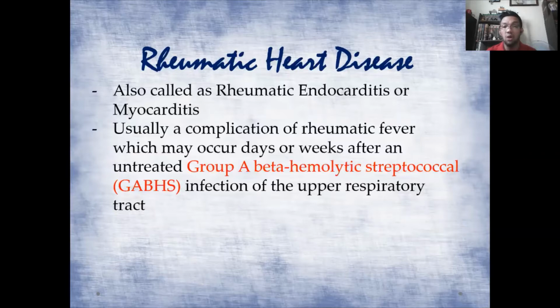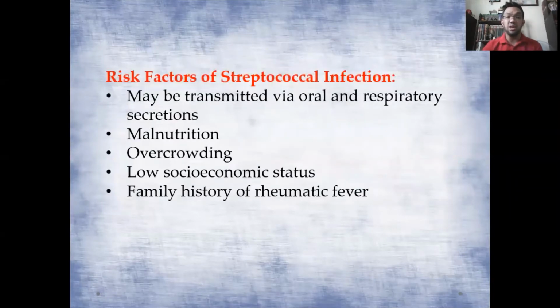So you always remember this: the group A beta hemolytic streptococcal infection. This is the bacteria that is responsible for infecting the heart of the patient. Usually there's an infection of the upper respiratory tract if the child or patient has rheumatic fever. But if it's not treated, this will lead to rheumatic heart disease or RHD.